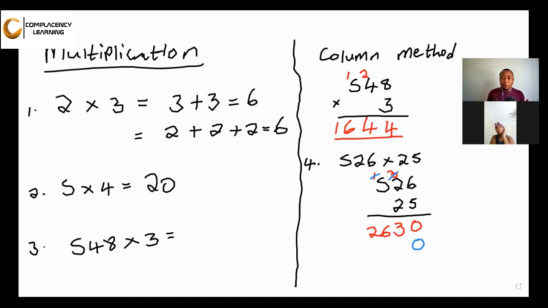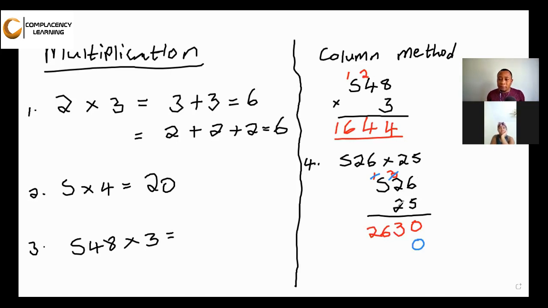When you multiply a number by 100, what do you do? How many zeros do you add to that number? Two. By 1,000, how many? Three, and so forth, right? It depends on how many zeros we have on that number that starts with the 1. Okay, so now let's multiply.